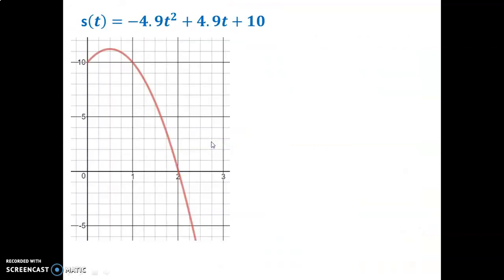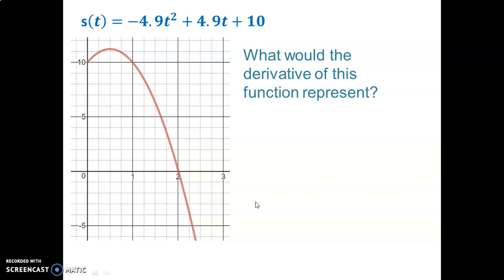All right, here's another example. Here's a position function, and it represents something. We don't know what's going on yet, but we see a position function and we see the graph. First question, what would the derivative of this function represent? On this graph here, what would the derivative represent? Well, it would be the slope of the graph, right? And maybe you already said velocity because we already talked about derivative being velocity, but it's the slope, right?